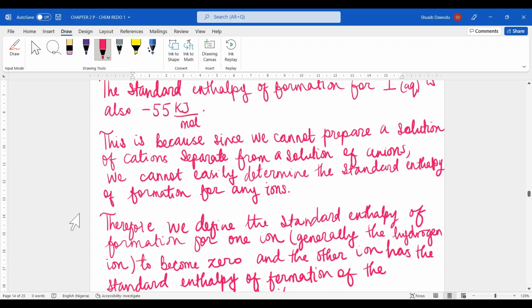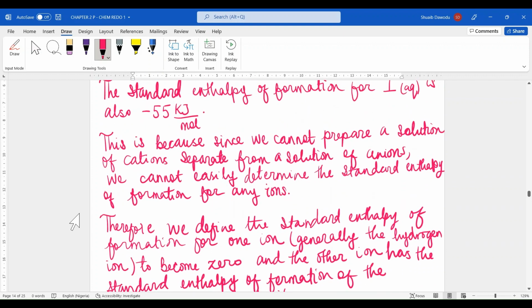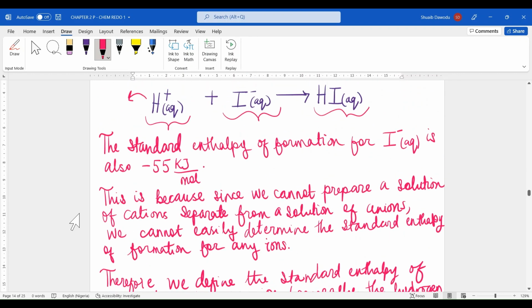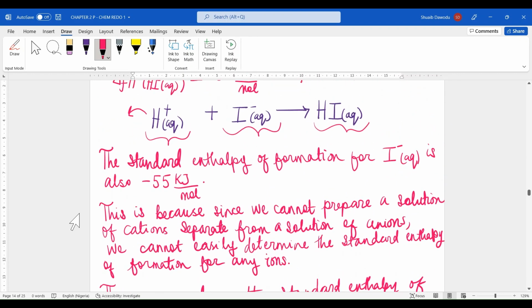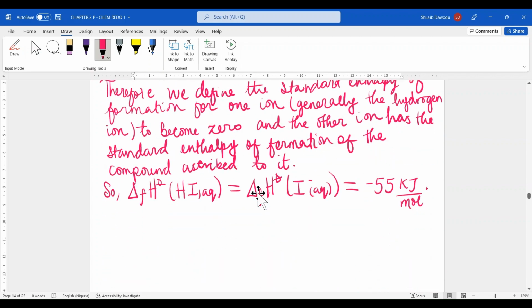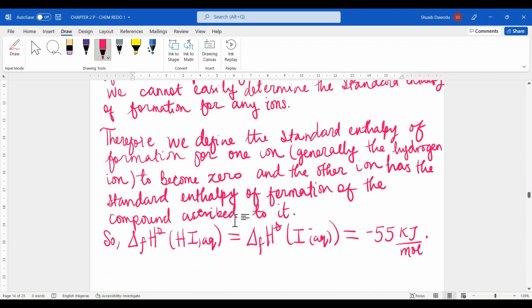I just wanted to mention, of course, if you can write the information I've said in four shorter sentences and make yours more concise, then you can go ahead and do that. That's 100% okay. Basically, my answer just explains what I'd already explained earlier. We cannot separate a solution of cations from anions. So therefore, we have to fix the value for one of them, generally the H plus ion, to 0. And then from then on, we can ascribe the standard enthalpy of formation for the HI to the I minus. That works out perfectly for us because when you do that, you end up having this information, the last line over here. And basically, that is the answer.